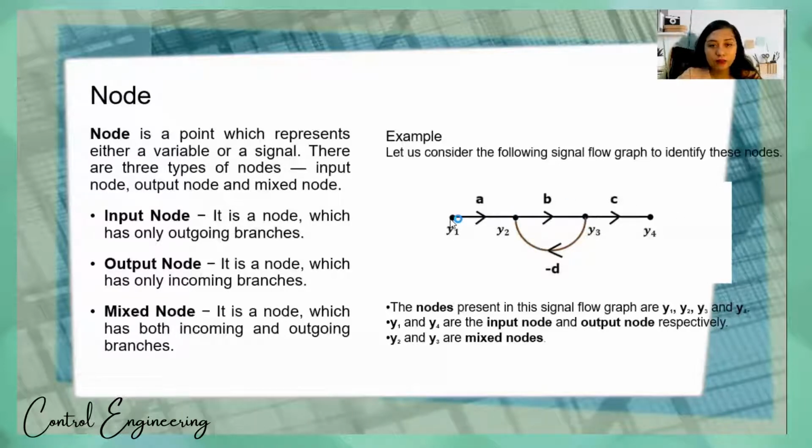These circles are what we call nodes. Y1 and Y4 are the input node and the output node respectively. When we say input node, this is the node which has outgoing branches. When we say output node, this has incoming branches. Y2 and Y3 are what we call mixed nodes.